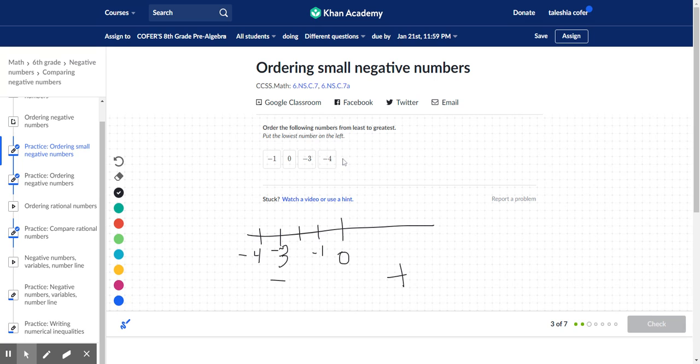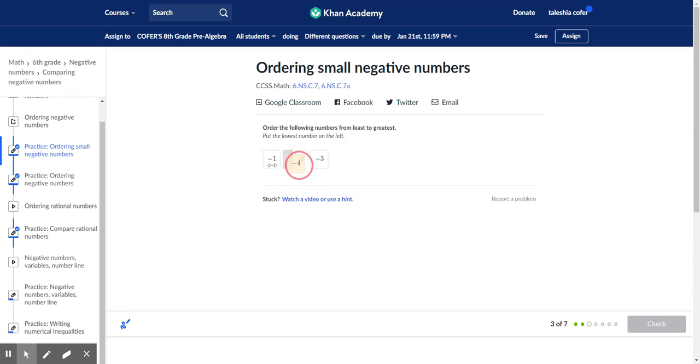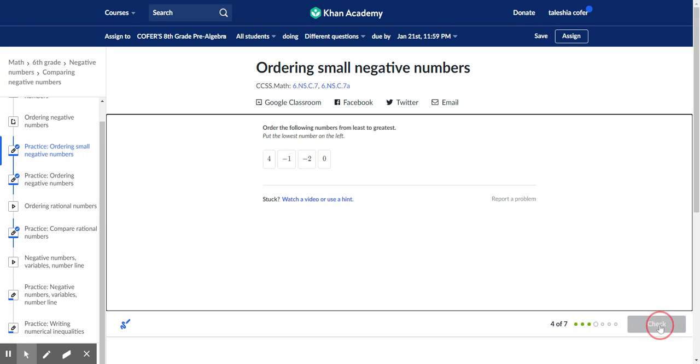Now I'm writing the numbers in order from least to greatest, so I'm going to read them left to right: -4, then -3, -1, and then 0. Remember, the bigger the negative number, the smaller it actually is. Over here, I know that this is my biggest negative number, so it has to be the smallest. Then I would have a -1, then a 0, and a 4. If you need to write it on a number line, go for it.